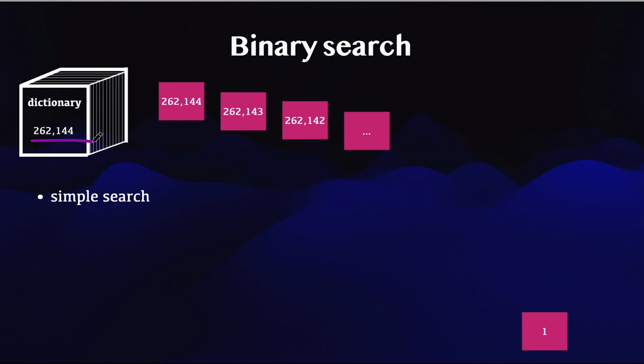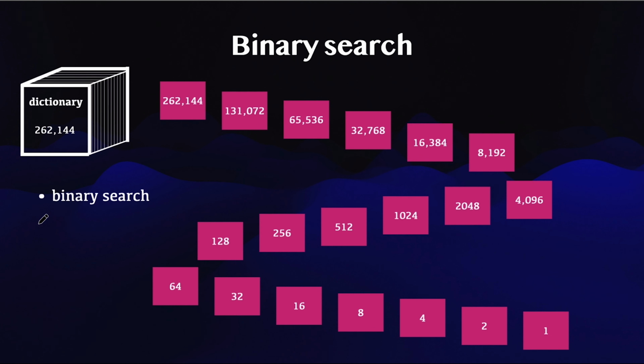So your simple search can start with 262,144, 262,143, etc., etc. And it actually can take you that many, 262,144 steps, if the word you're looking for is number 1 in the book. But with binary search, it's going to be different, because with each step of binary search, you cut the number of words in half until you're left with only one word.